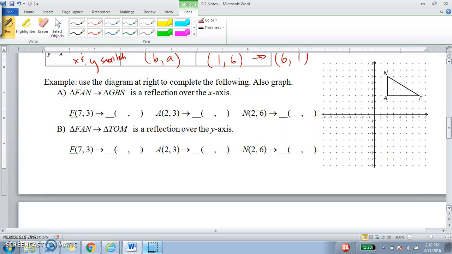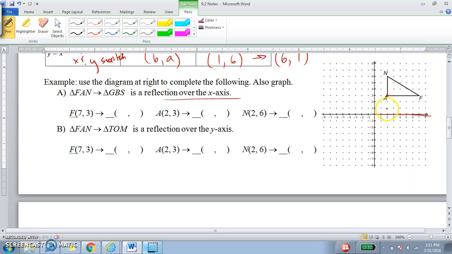Okay, use the diagram at the right to complete the following. Also graph each of these. So if triangle FAN, which we have right here, turns into triangle GBS, and that's a reflection over the x-axis, we're going to take all of these points and reflect them over the x-axis. To do that, we know the image and the pre-image are going to be equidistant from the line of reflection. So if the x-axis is our line of reflection, we want to count how far each of these points are from that line.